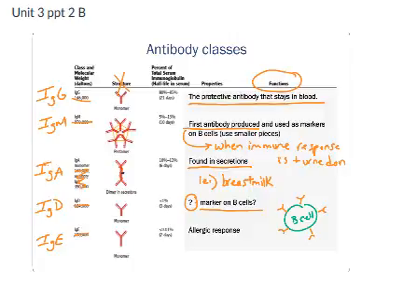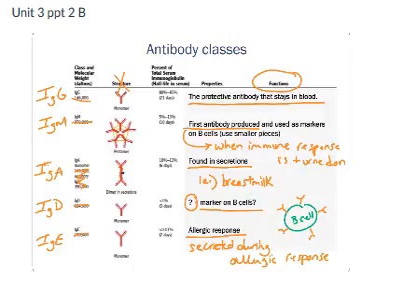And last but not least is IgE. This one is secreted during an allergic response. These are the 5 classes.